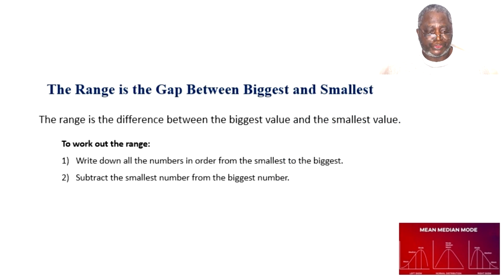Now we look at range, which is the gap between the biggest and the smallest. The range is the difference between the biggest value and the smallest value. To work out the range, write down all the numbers in order from the smallest to the biggest, and then subtract the smallest number from the biggest number. Do you see how organizing your data is important? This is one of the reasons why we learned about numbers. Make sure you know about numbers first, how to organize numbers, how to find the smallest from the largest, their positions, their values, and so on.